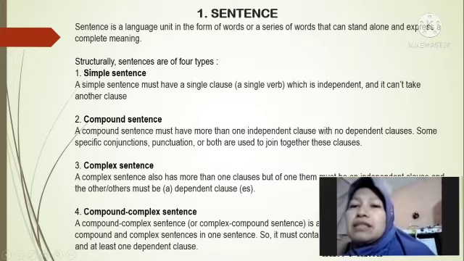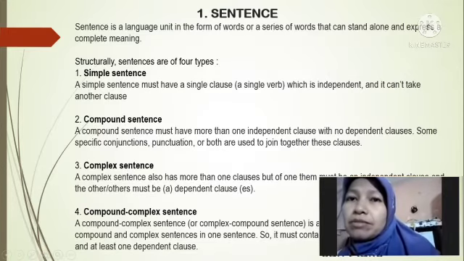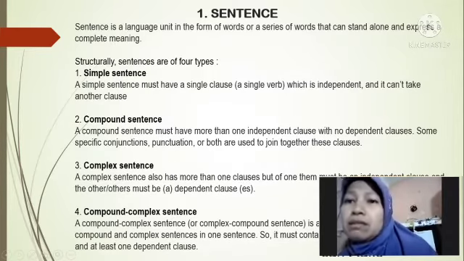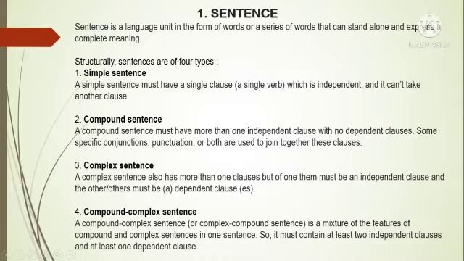When we analyze sentences structurally, there are 4 types of sentence. Simple sentence: a simple sentence has one subject, one verb. Compound sentence: a compound sentence has more than one independent clause with no dependent clause. Complex sentence: a complex sentence has more than one clause, but one of them must be an independent clause and the other must be a dependent clause.